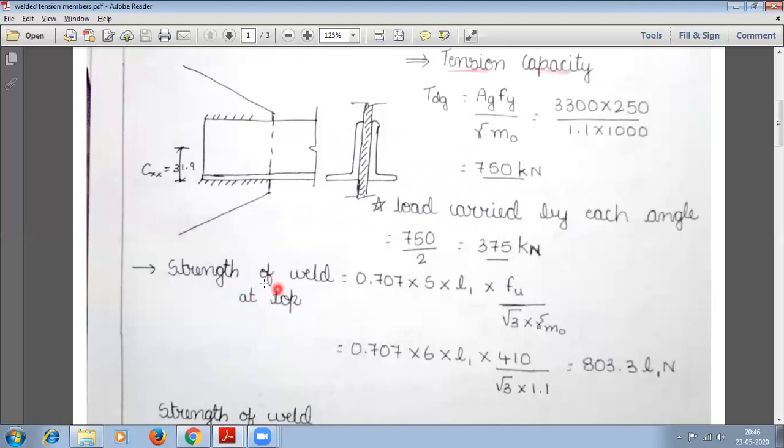Okay, so now at the top and at the bottom, we'll divide these two. And one thing here, wherever you have the outstanding leg, there you need to weld it completely. Fine. So now the top I will take as L1, and at the bottom I will take as L2.